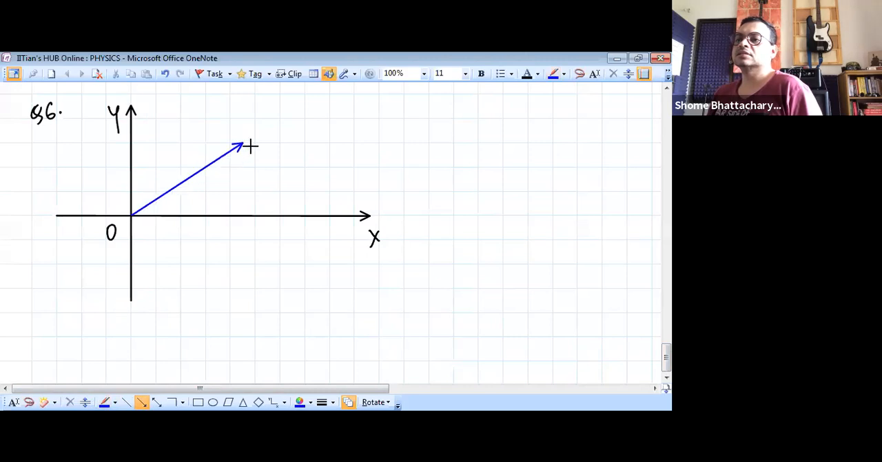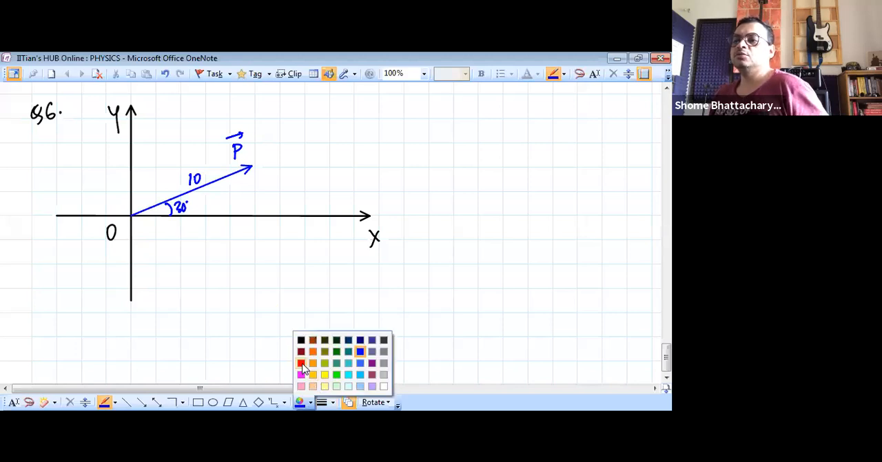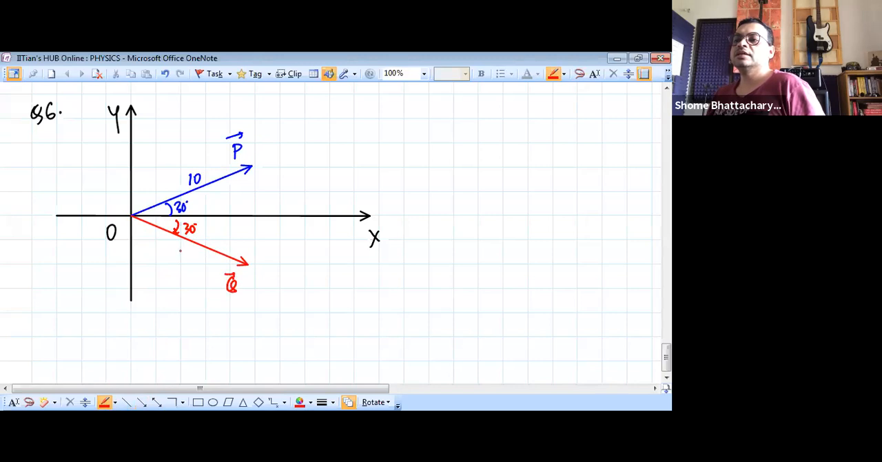One is like this. The angle is what, 60 or 30? Sorry, 30. So this angle is 30 degrees. This is the vector P and its magnitude is 10 units. And the other one is also of 10 units, also at 30 degrees, but in the fourth quadrant. So you can see that this angle is 30. This vector is Q.